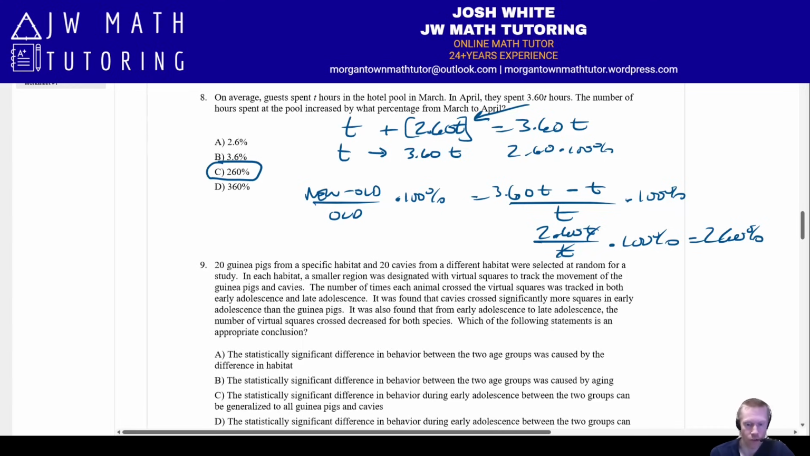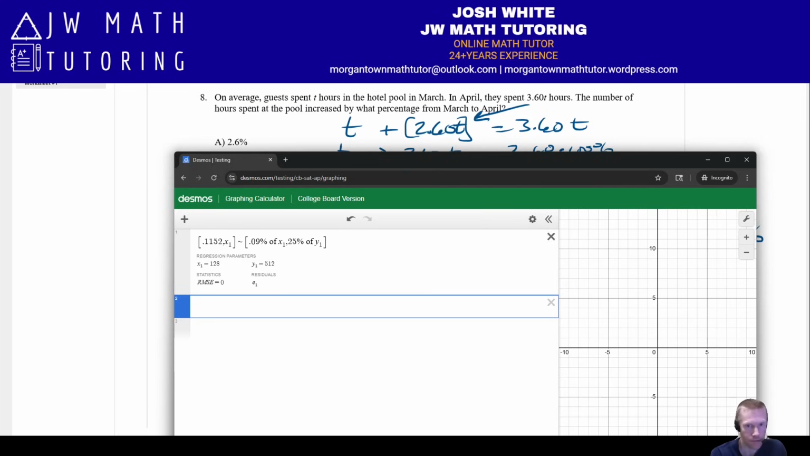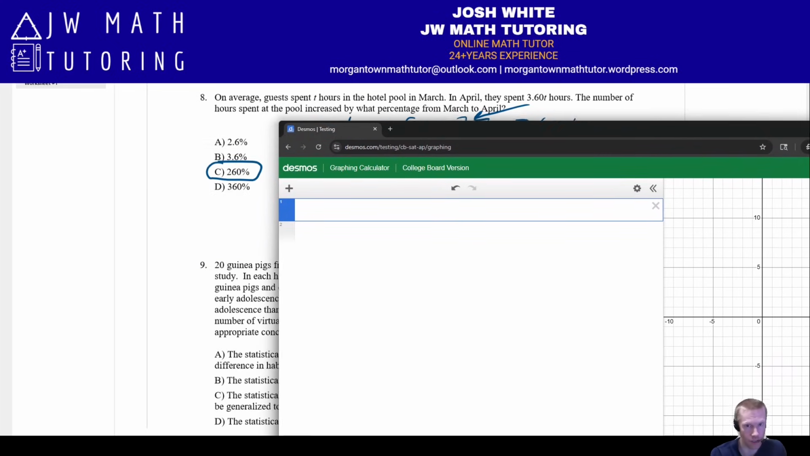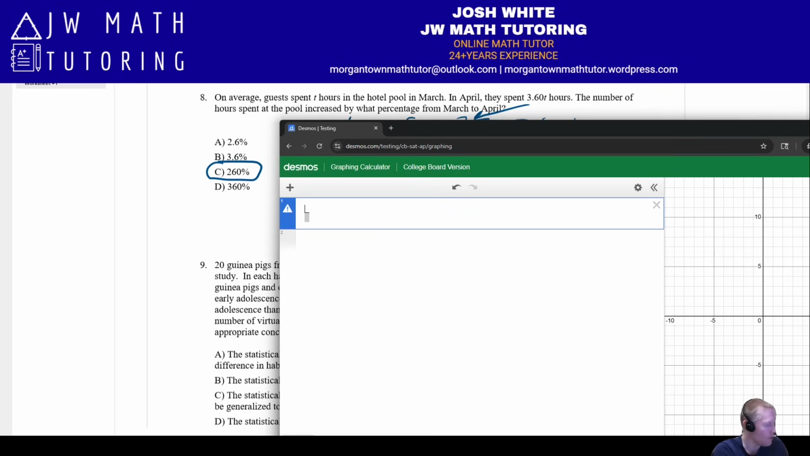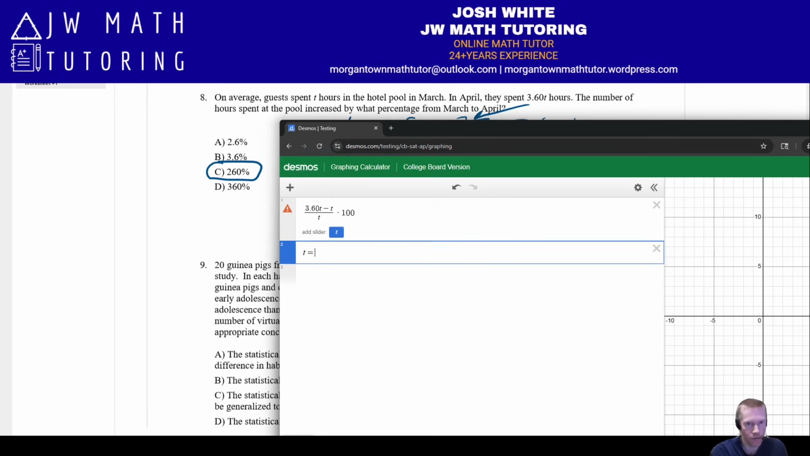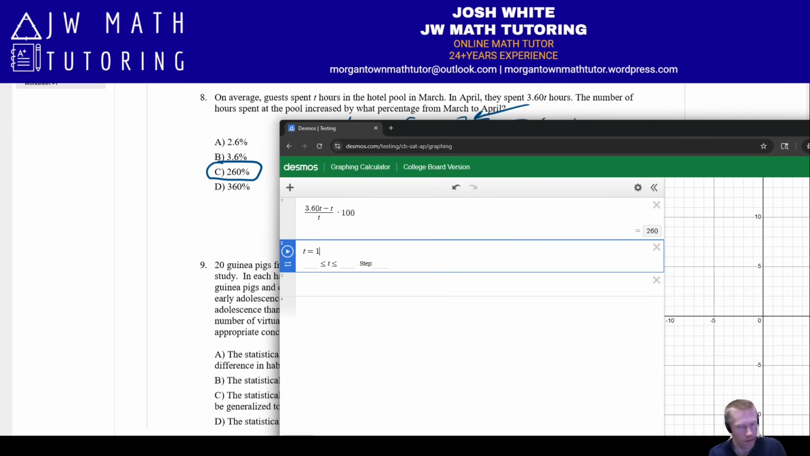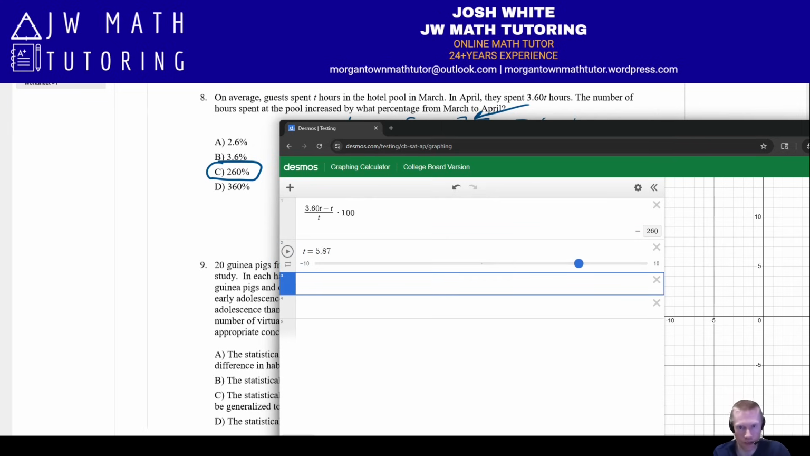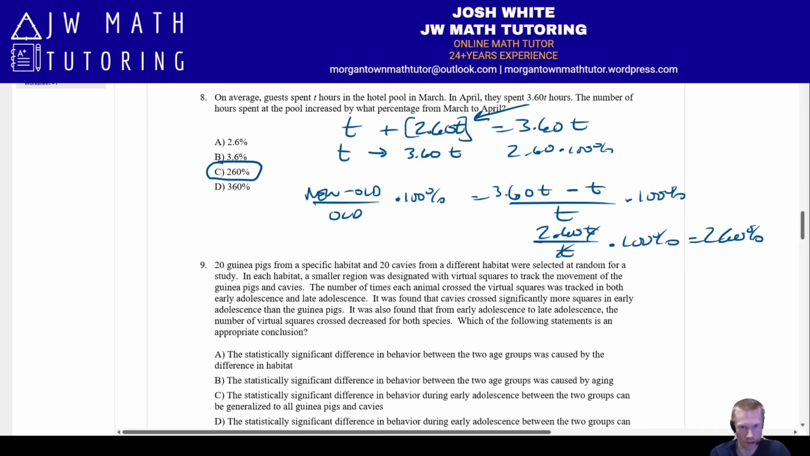You could also technically go to Desmos and just do the percent increase calculation there. So like 3.60t minus t, new minus old, divided by old, times 100. We don't need to put the percentage sign. And notice now if I add a slider for t, it's 260%. It doesn't matter what the value of t is. Negative wouldn't make sense, obviously, so it's got to be positive, because time is always positive. But wherever I slide it, the percent increase is fixed at 260. So that just confirms that's the correct answer.